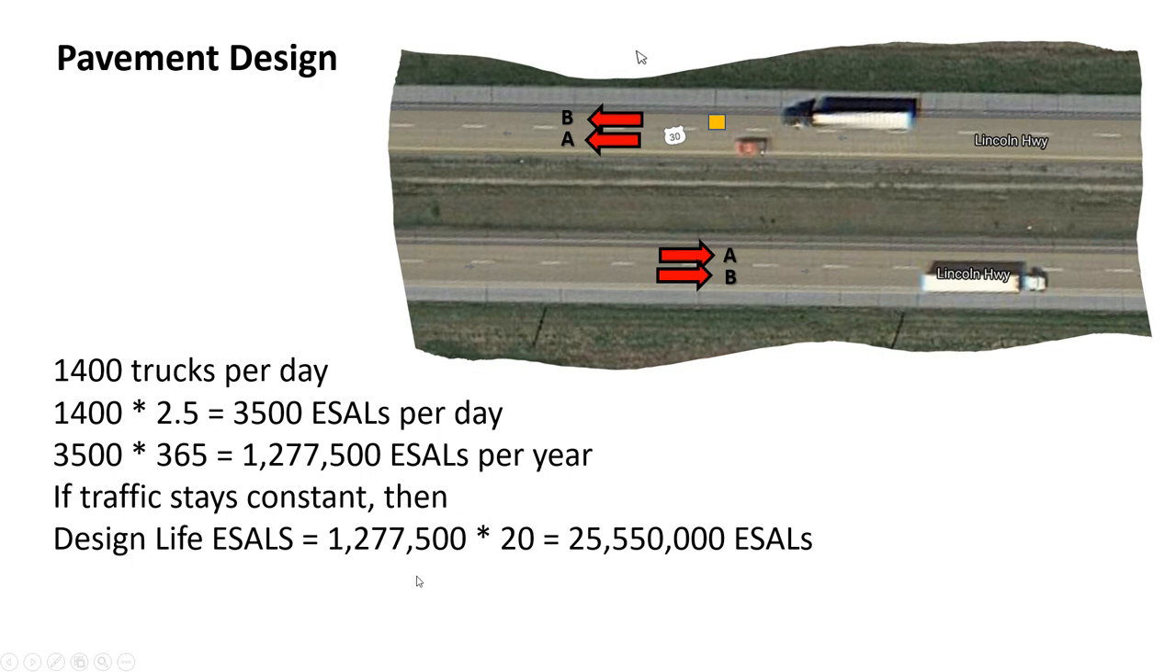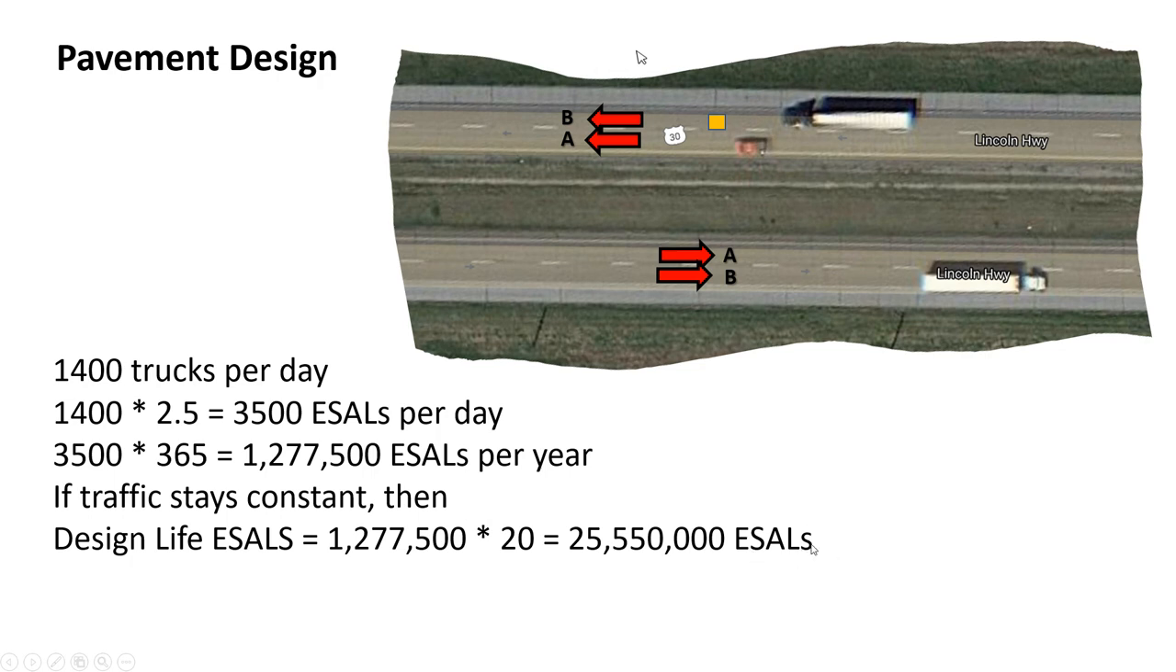All right. If we didn't account for traffic growth, if we're happy with that number and it looks like traffic is super stable and we are assured it's going to stay stable for the next 20 years, we leave it alone. We just multiply it by 20 and you get 25 million ESALs.